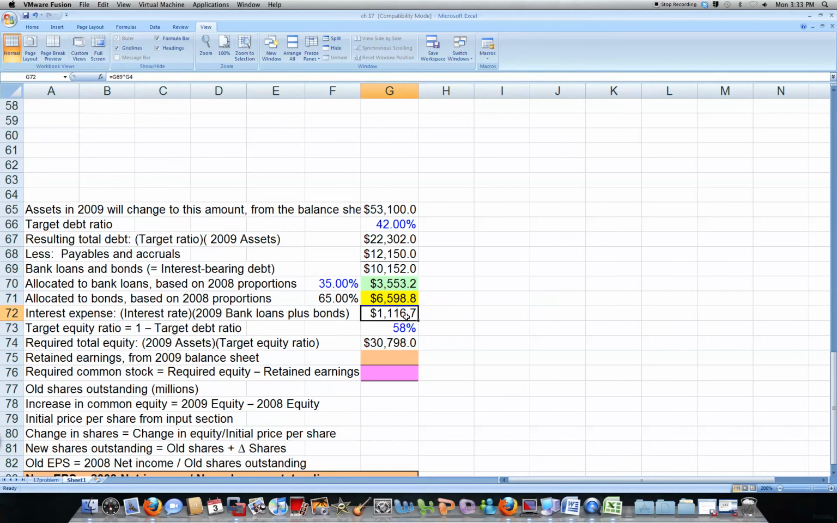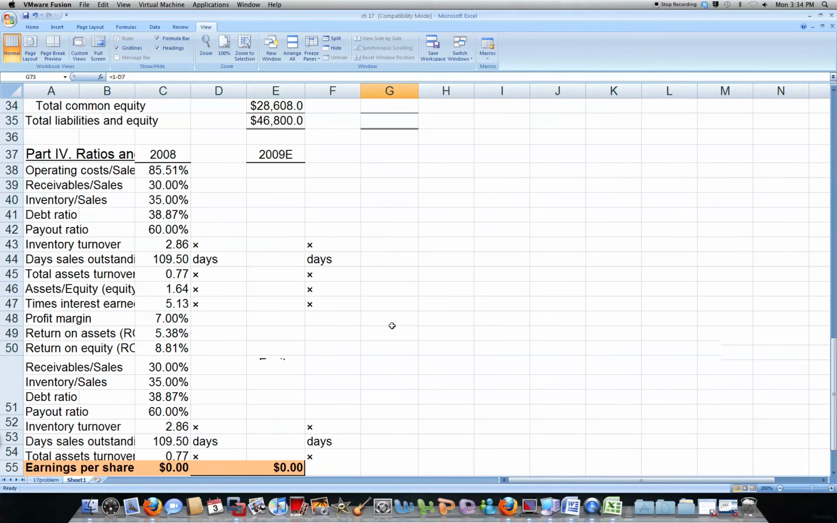Now to find our interest expense, all we have to do is say our interest rate, which was given up at the top, it's 11%, times our total bank loans, which was 10,152, to get our interest expense of 1,116.70. Our target equity ratio would be 1 minus the target debt ratio, so we just say 1 minus our 42% equals 58%. Equity should be 30,798.